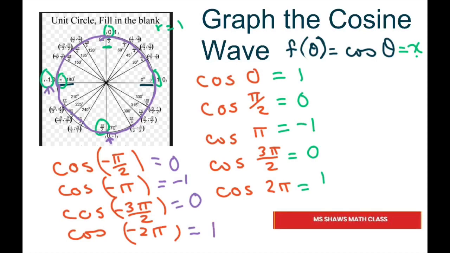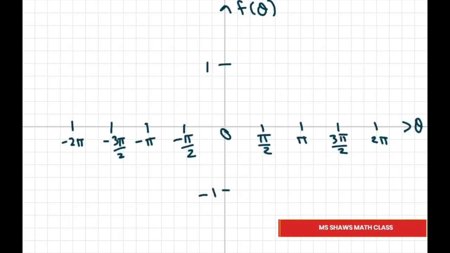And so what you're going to do, remember your angle is your input. So that's what you're going to label on your x-axis. And your output is these numbers. On the output, we're going from 1 to negative 1. So let's look at it.